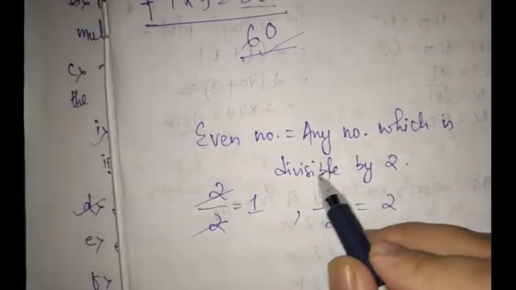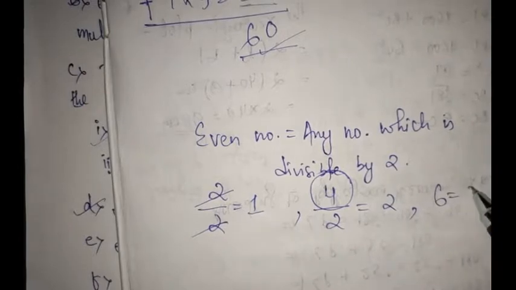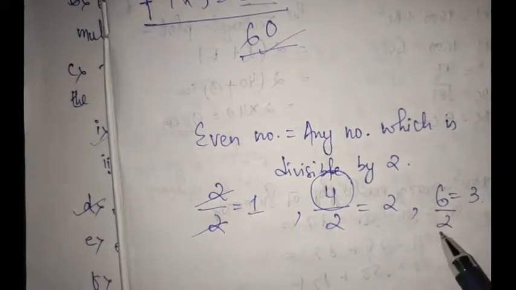Yes, so 4 is also an even number. Now the next even number, 6. 2 threes are 6, 2 threes are 6, right? So an even number is a number which is divisible by 2, which you can divide by 2.